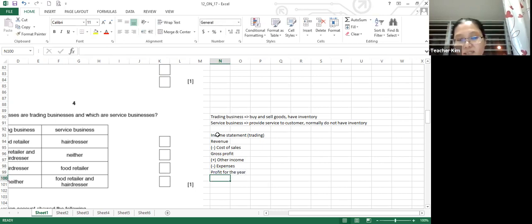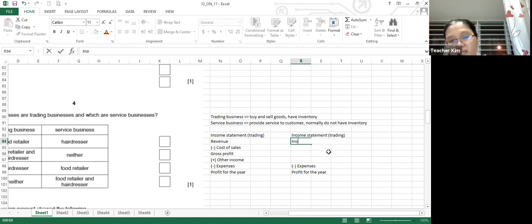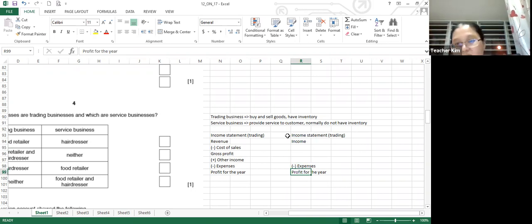But if a trading section, you want to use back this format, can, but don't have this one. Okay, straight away revenue. This one normally also we input, we change to income. Okay, so only have two sections, income and the expenses, and then profit for the year. So this is for the service.